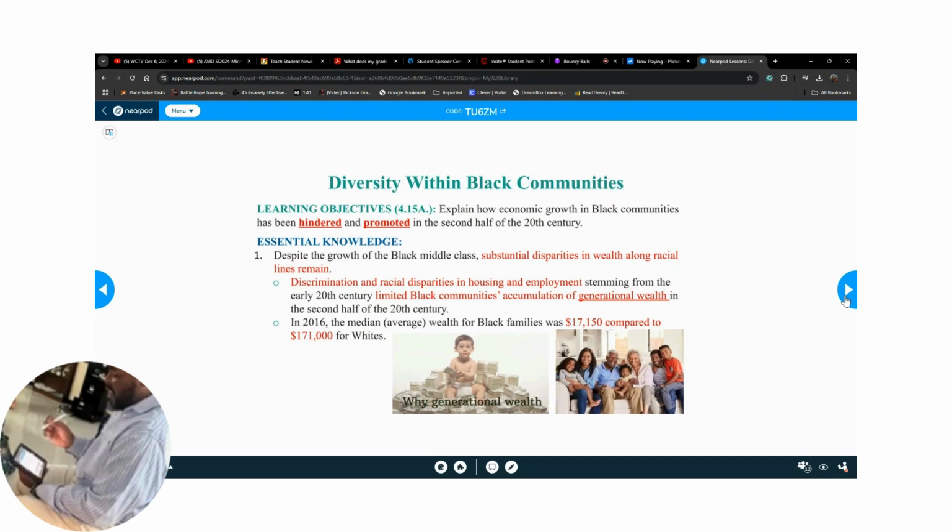But this disparity, even someone teaching you that, is sometimes the reason why you have these issues. So discrimination and racial disparities in housing and employment stemming from the early 20th century limited black communities' accumulation of generational wealth in the second half of the 20th century. Going back to what I just said again.